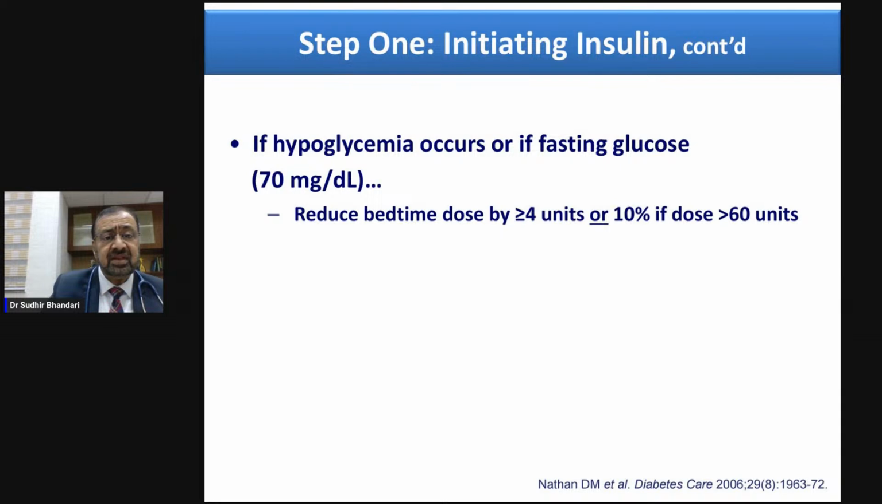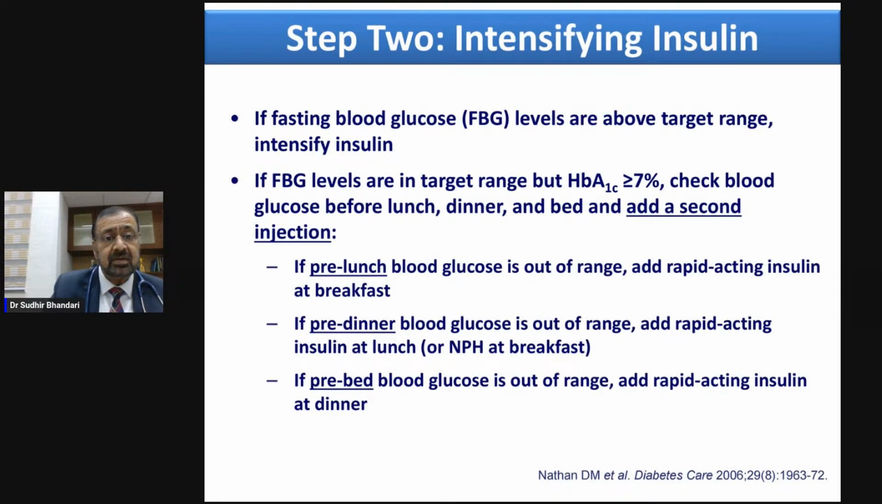Now, another very important thing: what do we do to intensify the treatment, because we want to achieve perfect glycemic control. If pre-lunch blood sugar is out of range, it is very important, because you need to intensify, and this is the biggest challenge in insulin therapy.